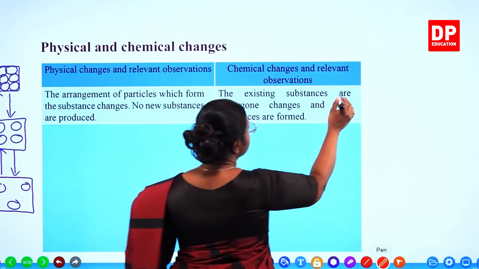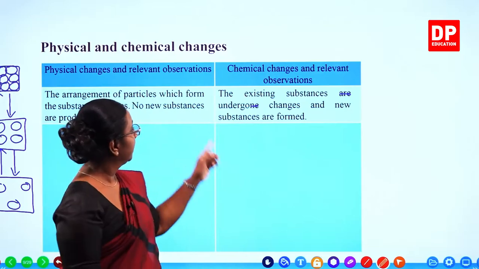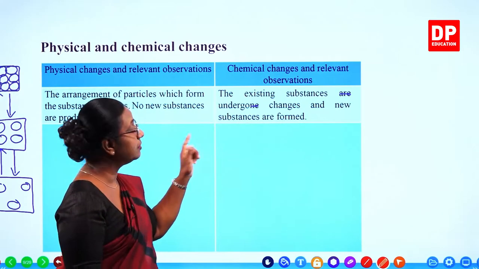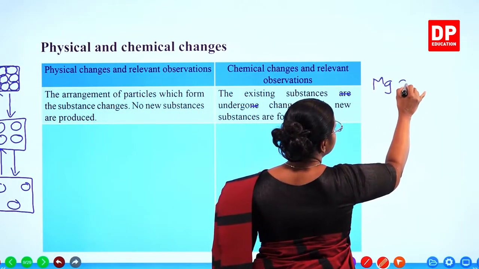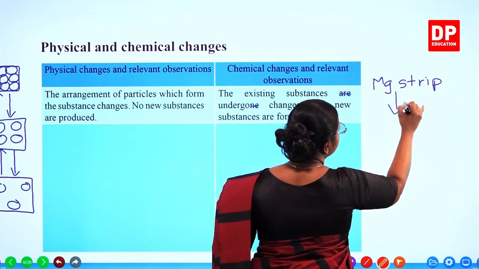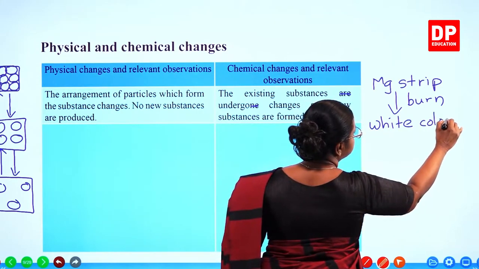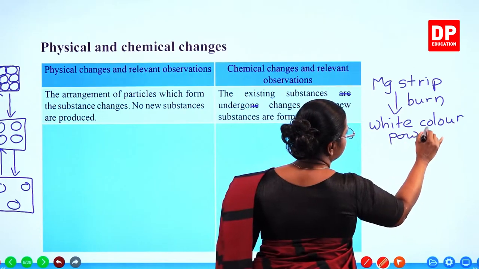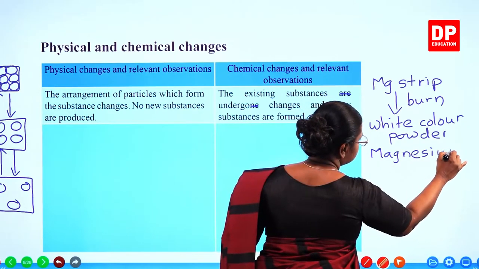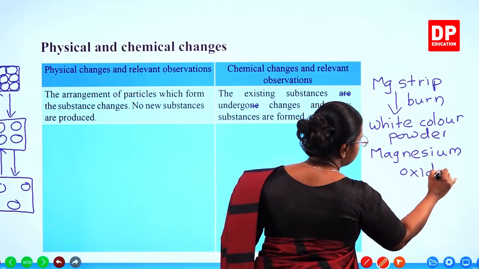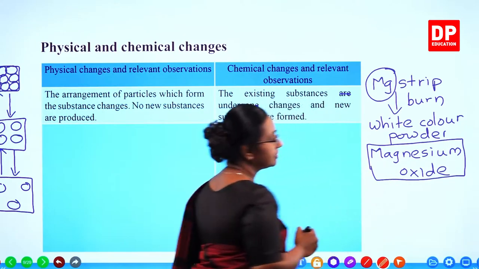The existing substances undergo changes and new substances are formed. So for that, we saw examples. We had the magnesium strip. Then when you burn it, you get the white colored powder. This is actually magnesium oxide. So this is one substance, this is another substance.